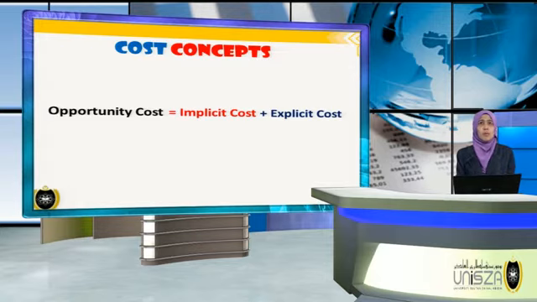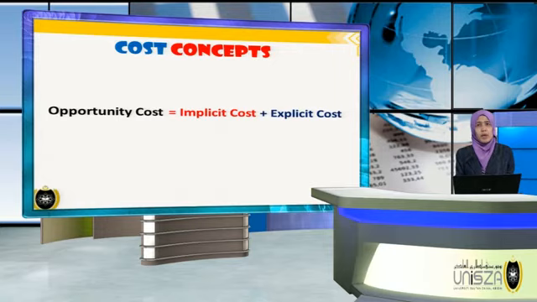Now we move to implicit costs. What is implicit cost? Implicit cost refers to the value of input services that are used in production but not purchased in a market. For example, self-owned, self-employed resources utilized in production.